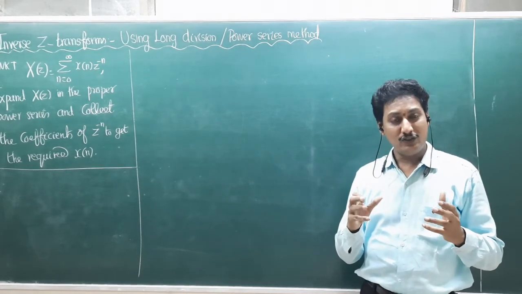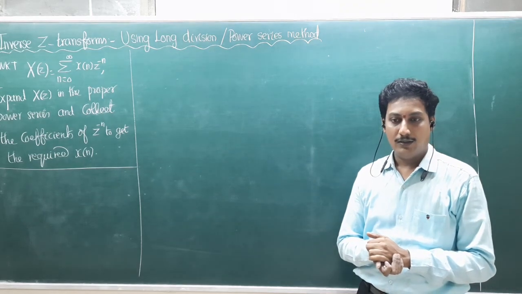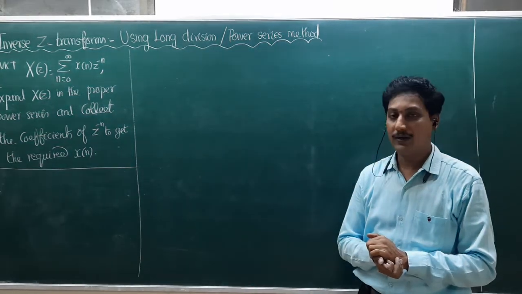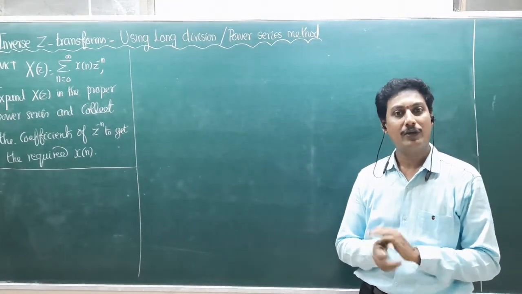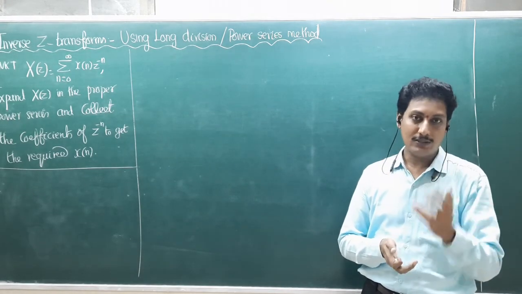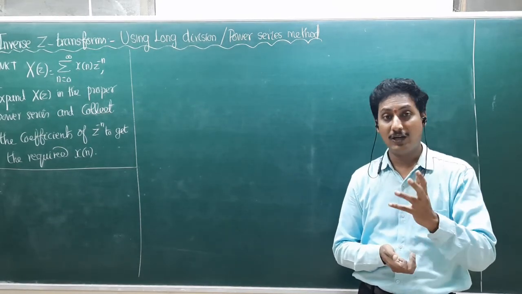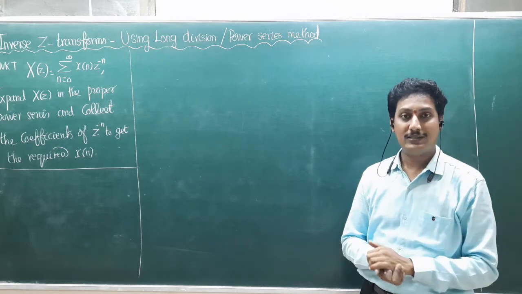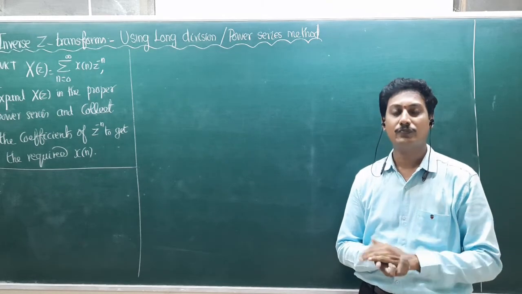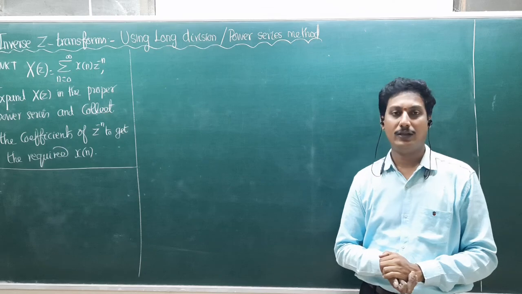There are many techniques to determine the inverse Z transforms. This is one among the techniques to find the inverse Z transforms: the long division method, or power series method. Some of the other methods are called the convolution theorem, residual method and method of partial fractions. I made separate videos on how to find the inverse Z transform by using the convolution theorem, the method of partial fractions, as well as the residual theorem. Please go and watch them.